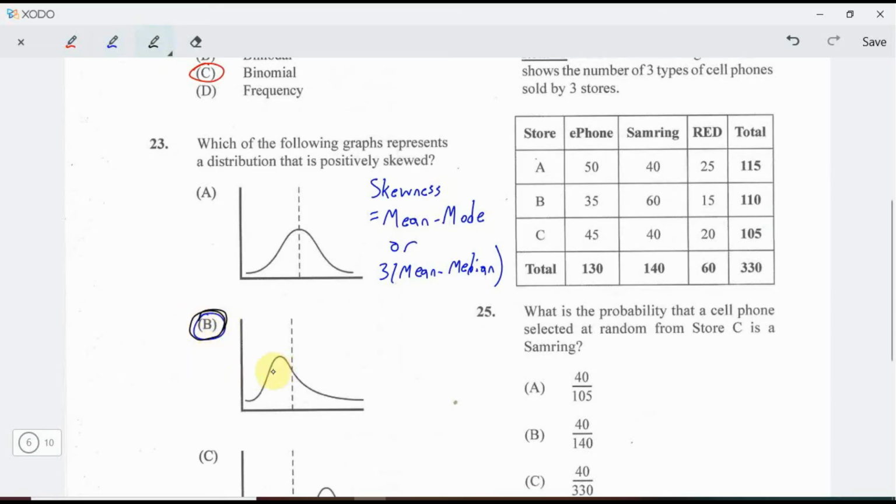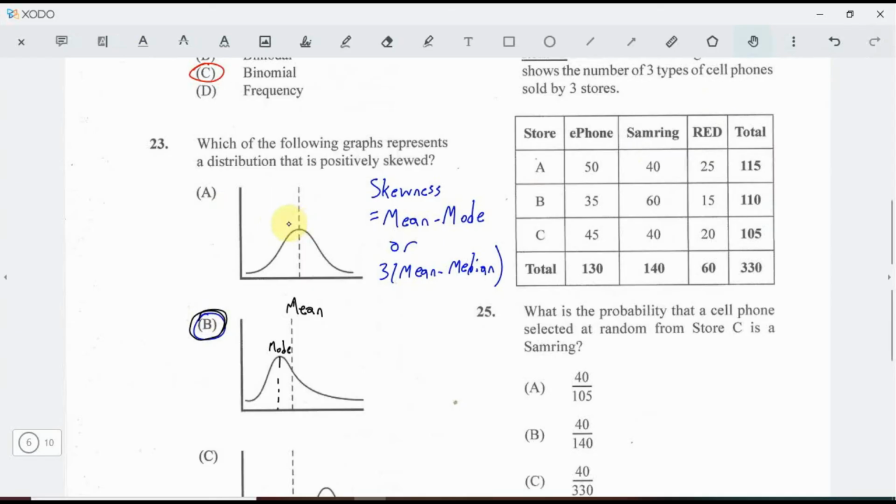In this case, what we're saying is that the mean is greater than the mode, the most frequent value. So this right here is the mean. When the mean is greater than the mode, it's positively skewed. So that is option B. That's an easy one.